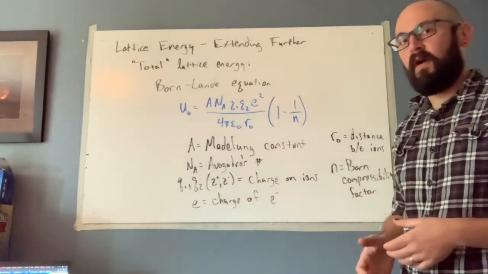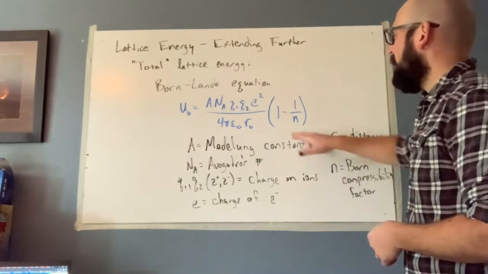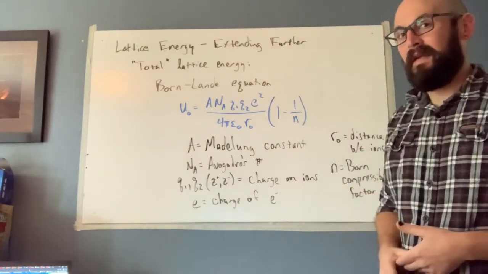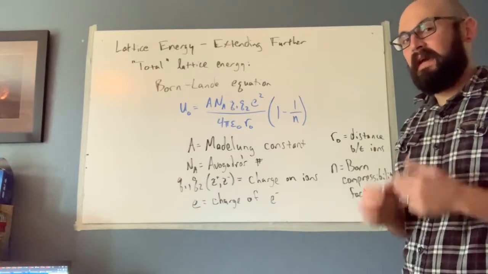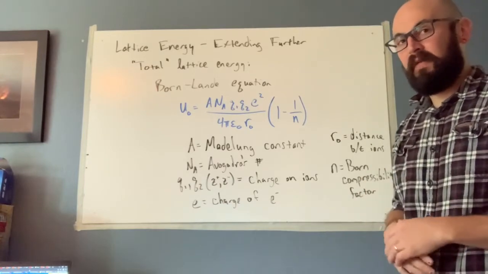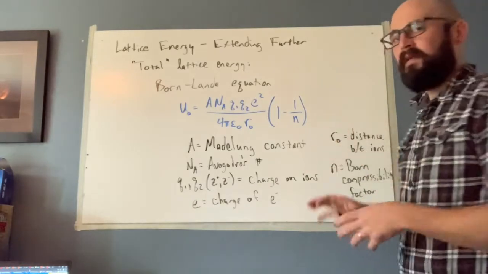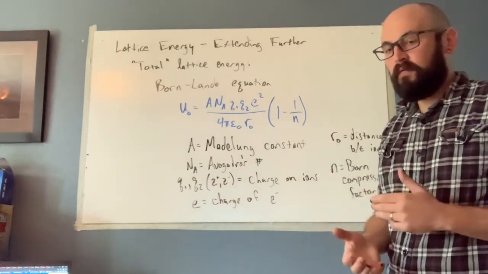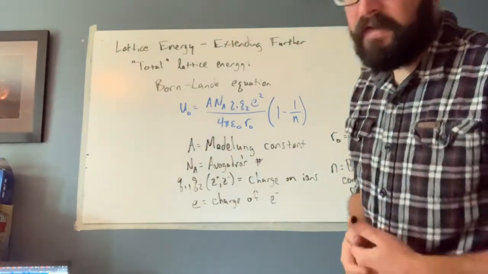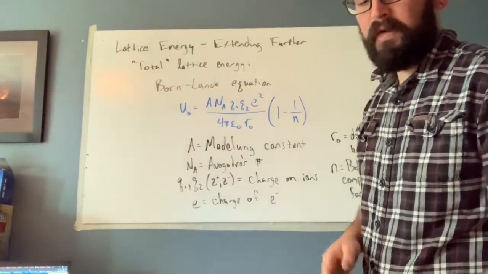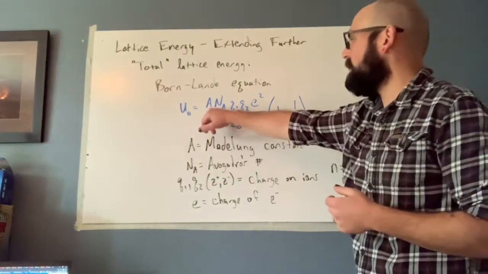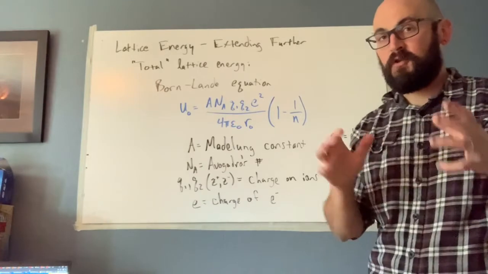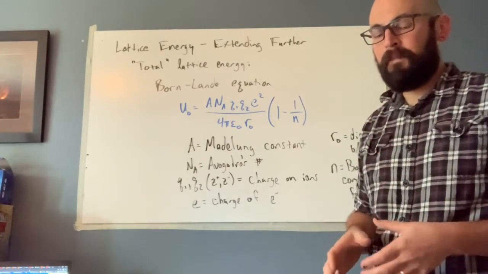times R naught, which is the distance between your ions in your system, times this factor that we have, 1 minus 1 over N, where N is the average Born compressibility factor. N is directly related to the electron configuration of your ions. So if you look on page 399 of your textbook, table 12.2 includes the Madelung constant, the term for A, which is directly related to the structure of your ionic compound.